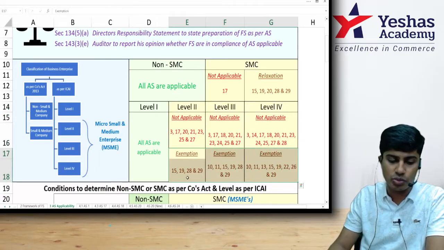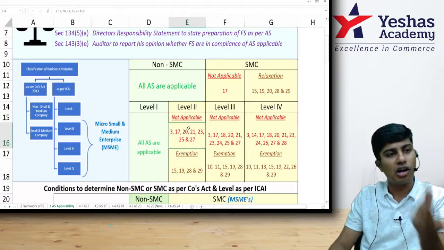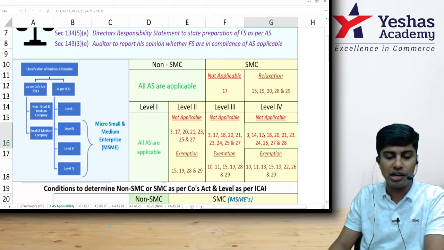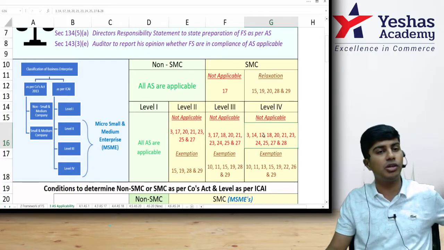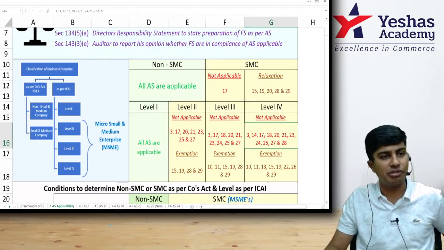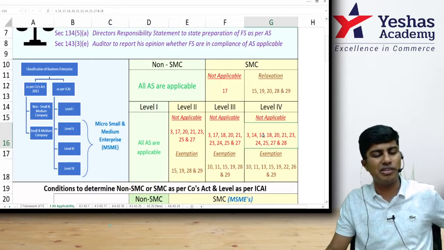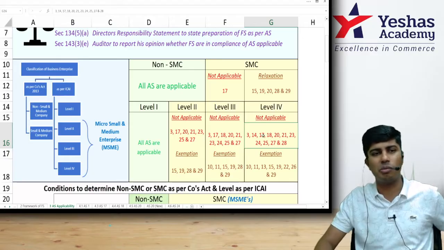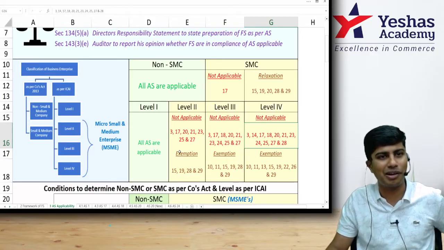If you see, there is 20. See here, not applicable. For level 2, 20 is not applicable. For level 3 and level 4, 20 is not applicable, meaning they don't have to compute earnings per share. Are you getting it? Why? Because this ICAI's classification is non-corporate entities. There will be no share capital there.